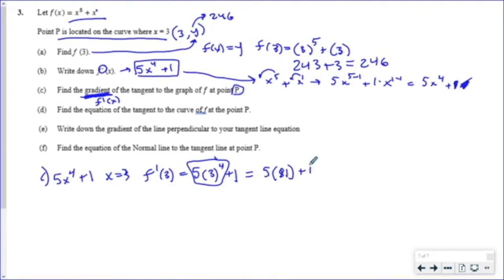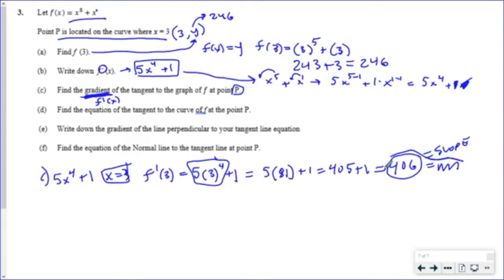So 5 times 81 equals 405. 405 plus 1. Always gotta check my work. I wish some of you would do this too. 405 plus 1 gives me 406. Cool. So this is my slope, this is my m. So I've got x, I've got m, and then I've got my y value here. So right there, y equals 246.